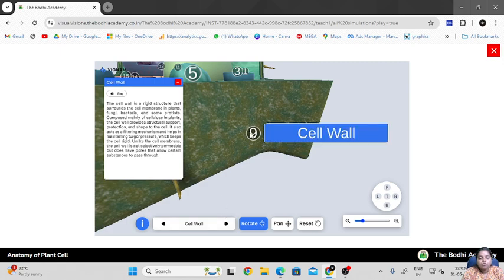This is the cell wall. What is the cell wall? It is a rigid, non-living structural component which surrounds the outer covering of the plant. These cell walls are made up of cellulose. They help in maintaining the turgor pressure. Then they maintain the rigid structure of the plants. They provide the shape to the cell. Then they are the backbone of the cells.